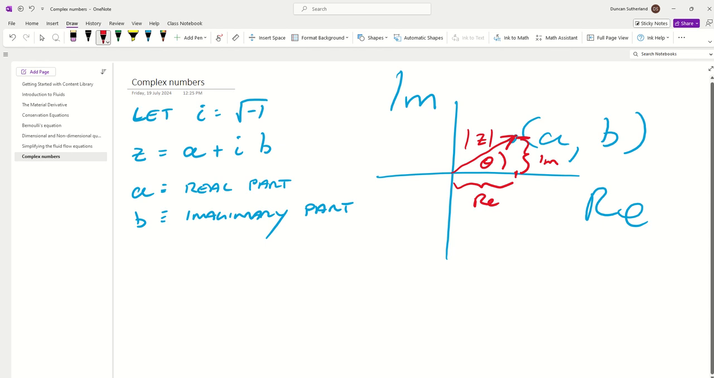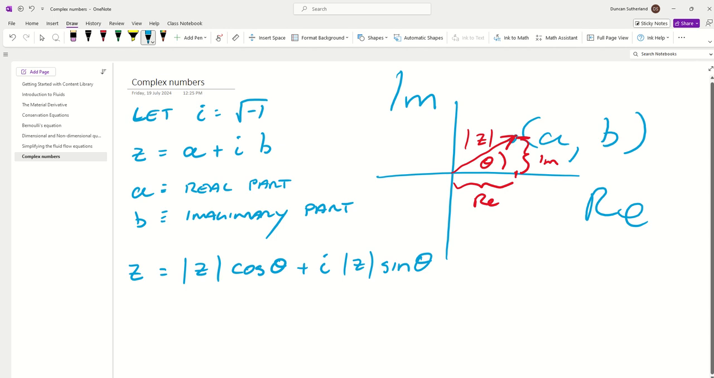And with trigonometry we can deduce very quickly this representation of the complex number, where the real part a is equal to modulus z cosine theta, plus the imaginary part, right, b, that's just the modulus of z, the complex number, this thing here, multiplied by sine theta.